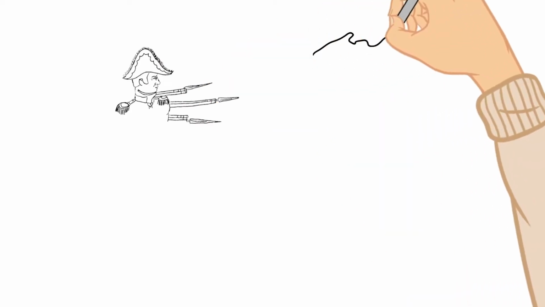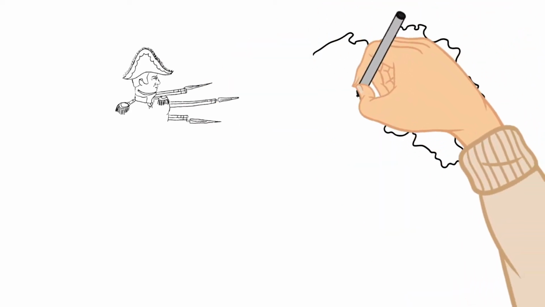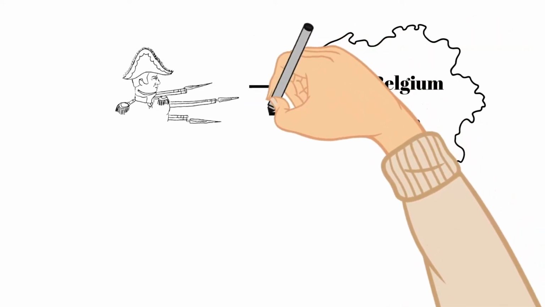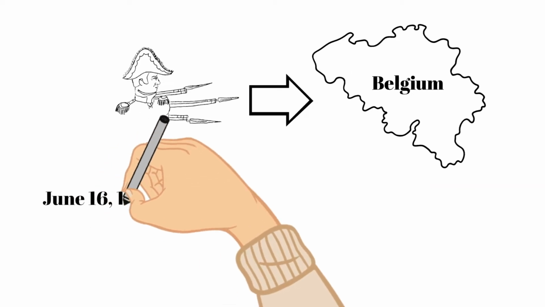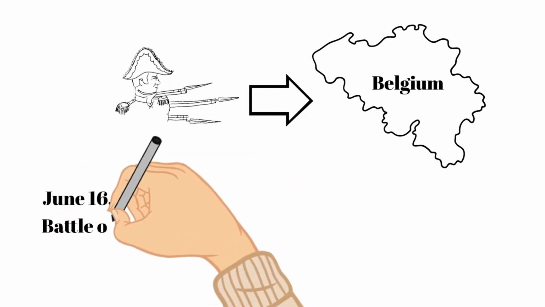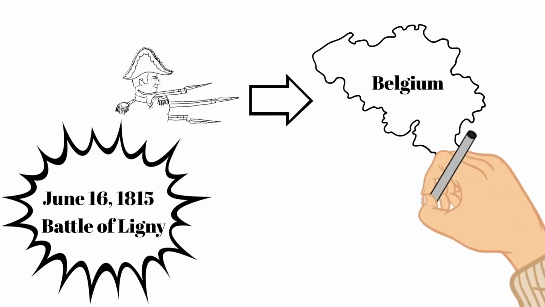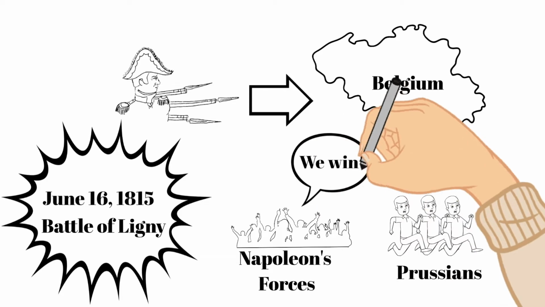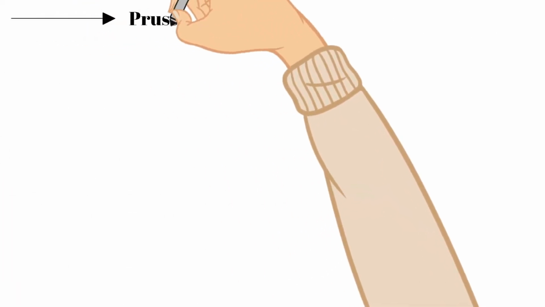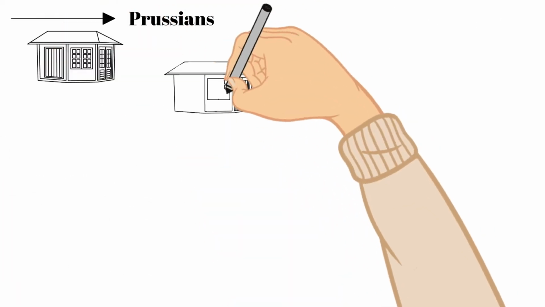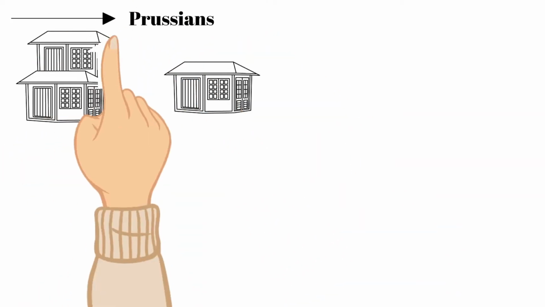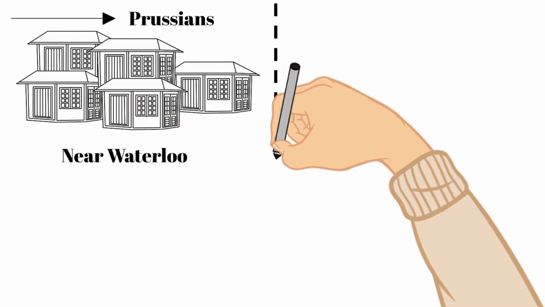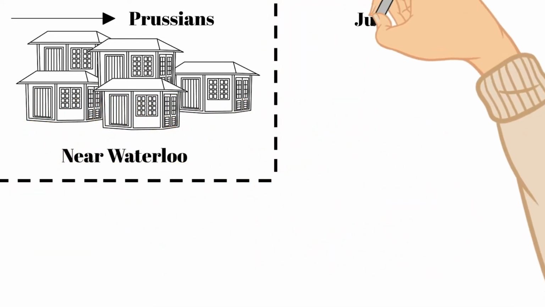In June of 1815, Napoleon's forces began to march towards Belgium, where the British and the Prussians were camped separately. He attacked on June 16th at what was called the Battle of Ligny and defeated the Prussians, but did not completely destroy their army. The Prussians then quickly regrouped and retreated to a place that was near the village of Waterloo, which is in what is now present-day Belgium.